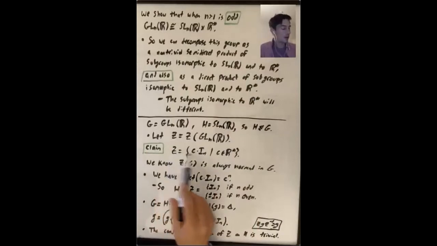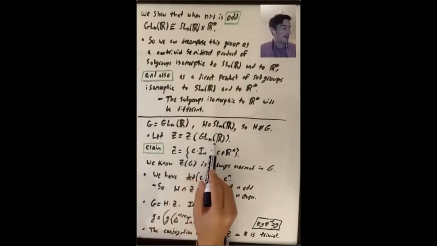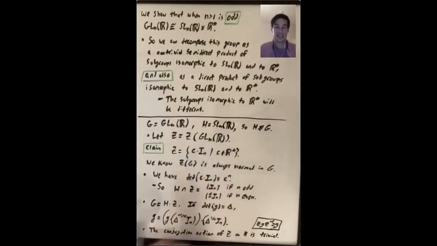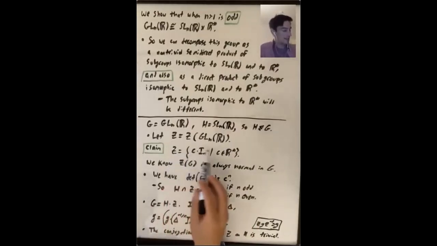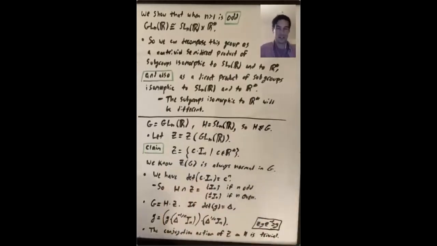So in the next video, I'll prove this claim for you, that this subgroup really is the center of GL_n(R). So the center of any group is normal in the group. So Z is a normal subgroup in G. Okay, so let's talk about the intersection of these two subgroups.